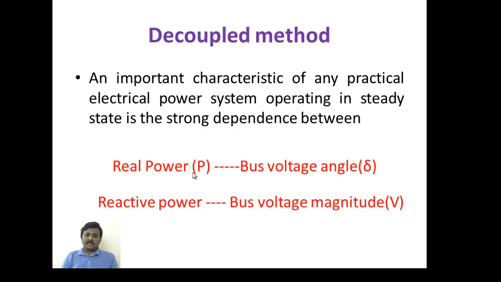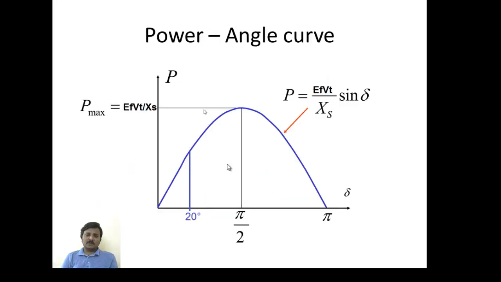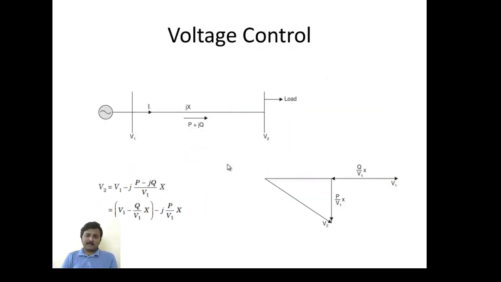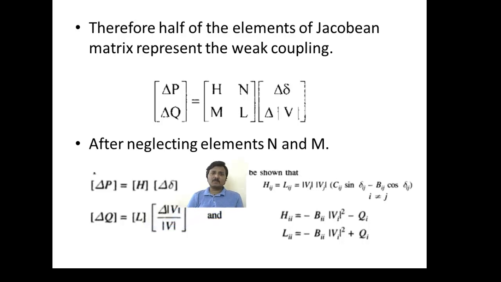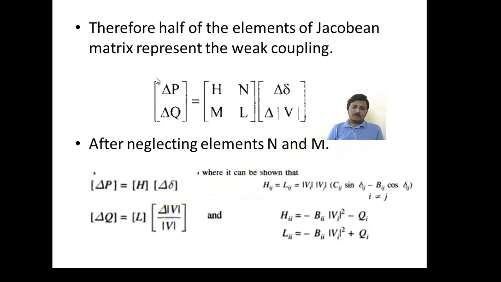Therefore, by considering the strong relations between the active power and load angle, and reactive power and voltage, we can retrieve the characteristic equation of the Newton-Raphson method: delta P and delta Q, the Jacobian matrix H, N, M, L, and the change in load angle and change in voltage. So half of the elements of the Jacobian matrix represent the weak coupling.